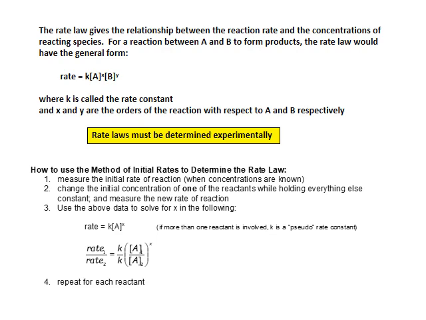How do we use the method of initial rates to determine the rate law? First, you need to measure the initial rate of a reaction when the concentrations of the reacting species are known. Then you change the initial concentration of just one of the reactants while holding everything else constant, and measure the new rate of the reaction. Step 3: use the above data to solve for x in the rate law equation. You'll need to repeat this process for each reactant.